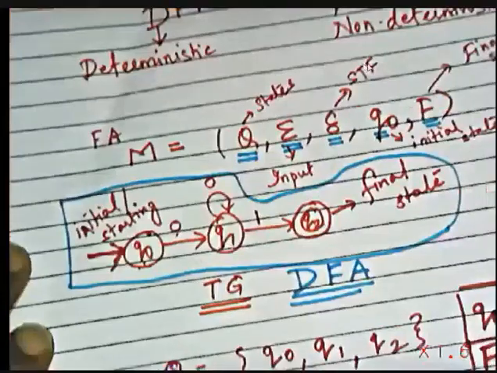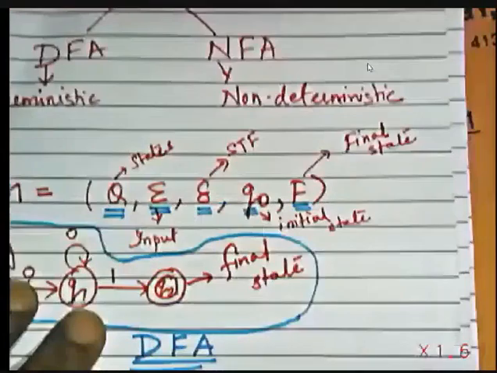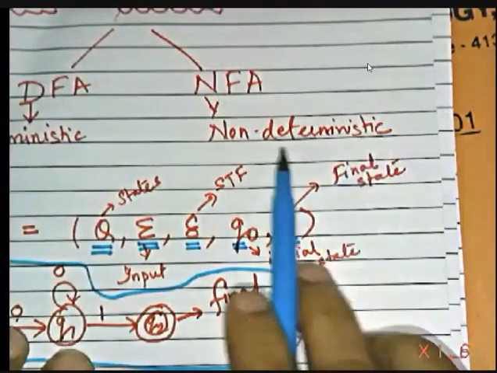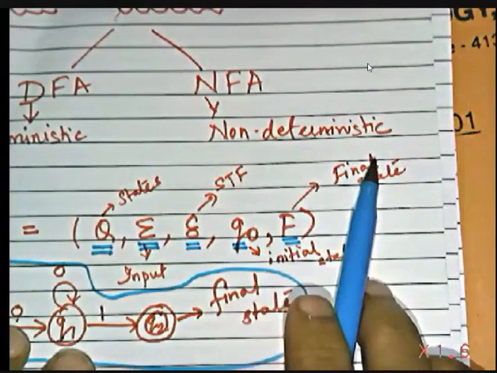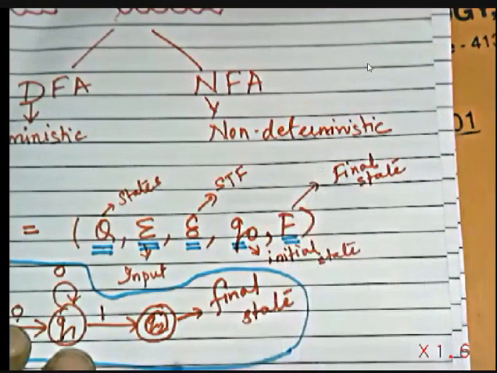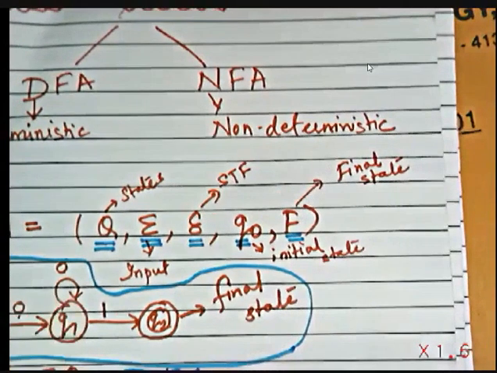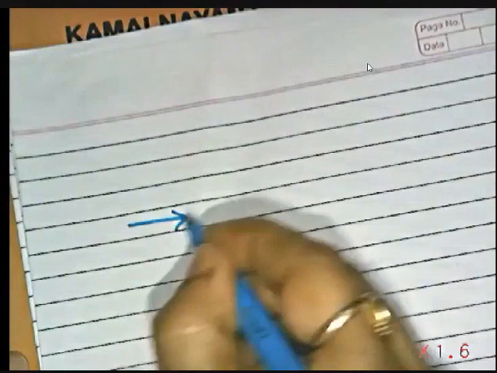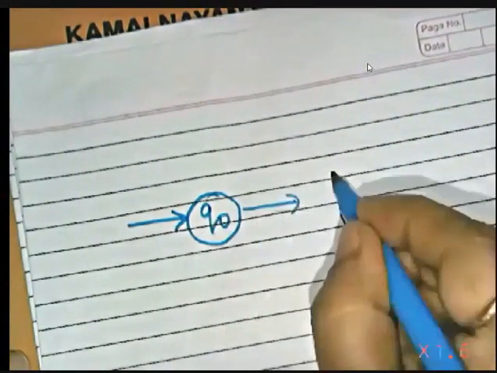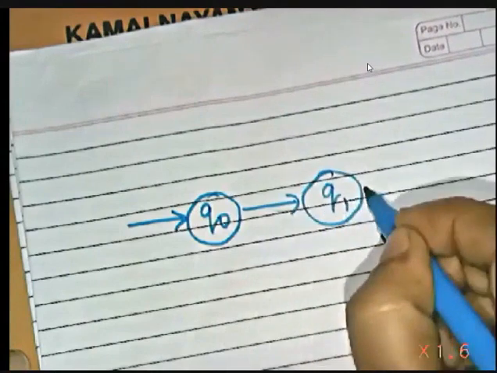Now, as opposed to this, non-deterministic finite automata are the finite automata where you have transitions to more than one state for the current input symbol and current state. So if I try to draw the same thing here, I'm drawing once again. This is my Q0, then Q1, then Q2.